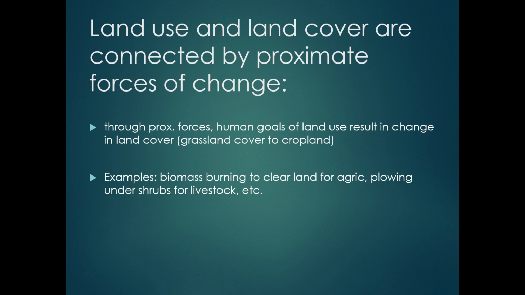There are countries like Brazil which tell people if they go and clear the land, they can actually grow their own food and it becomes theirs. So in those instances, biomass burning, literally burning the forest to the ground to clear land for agriculture, is one example of a change in land cover that's driven by a need to change land use. It might be plowing under shrubs for livestock, which is the same kind of example.